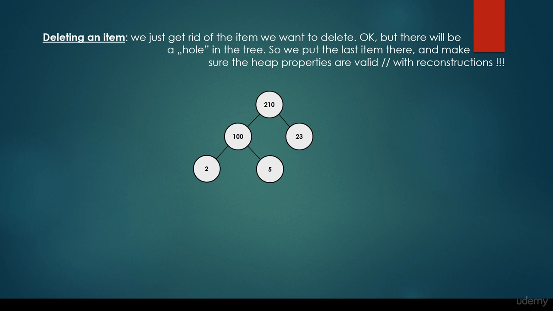So we just get rid of the item we would like to delete. Okay, but there will be a hole in the tree. So we put the last item there and make sure the heap properties are valid, with the help of reconstructions, for example. So, for example, we would like to get rid of the root node, the 210. Okay, we just get rid of it, but there's going to be a hole. It's not okay, so we have to insert the last item there.